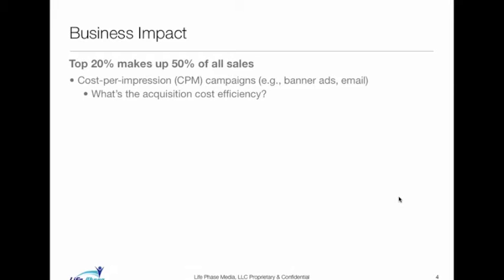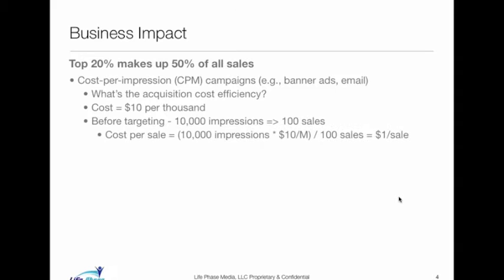We know that we're going to pay when the impression is served, regardless if there's a sale. And so we want to know how many sales are we getting and what is our acquisition cost efficiency. A simple example would be, let's say, assume our cost to serve these impressions was $10 per thousand. And let's say before we used our age targeting equation, we delivered or purchased 10,000 impressions. And those 10,000 impressions generated 100 sales.